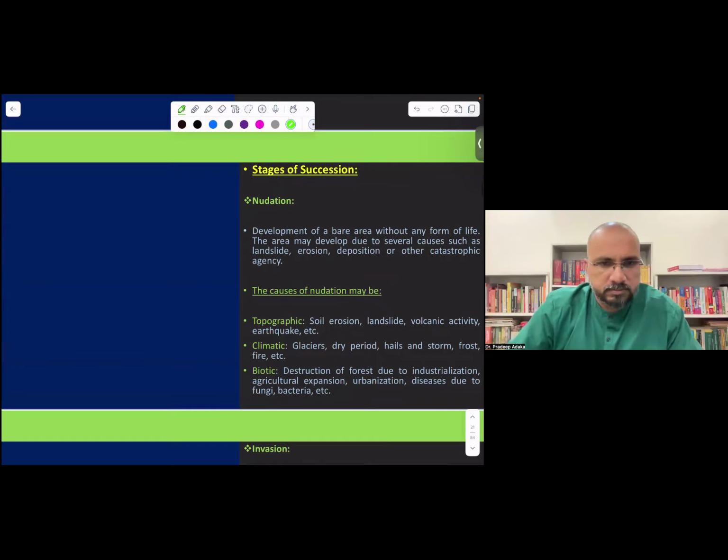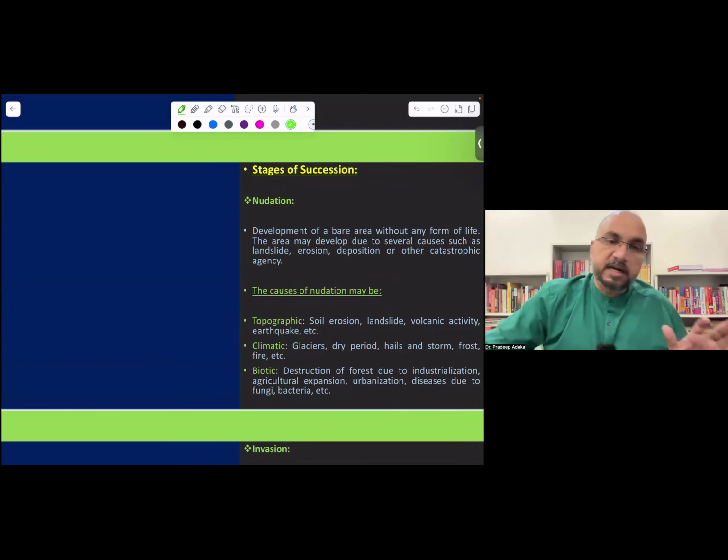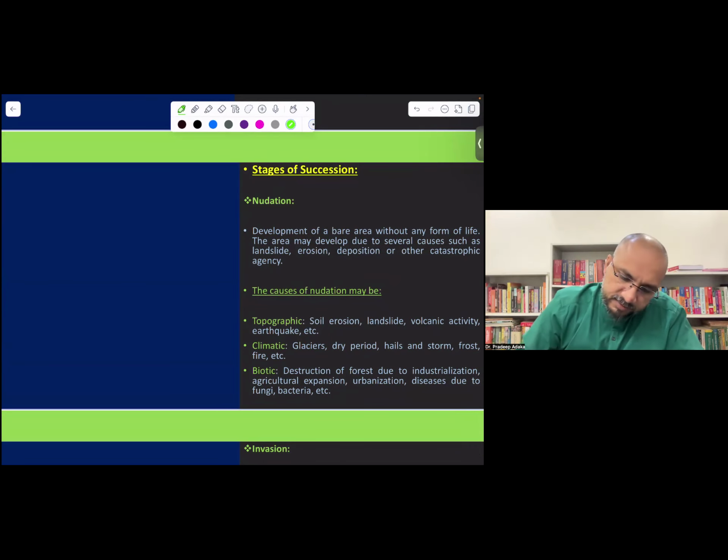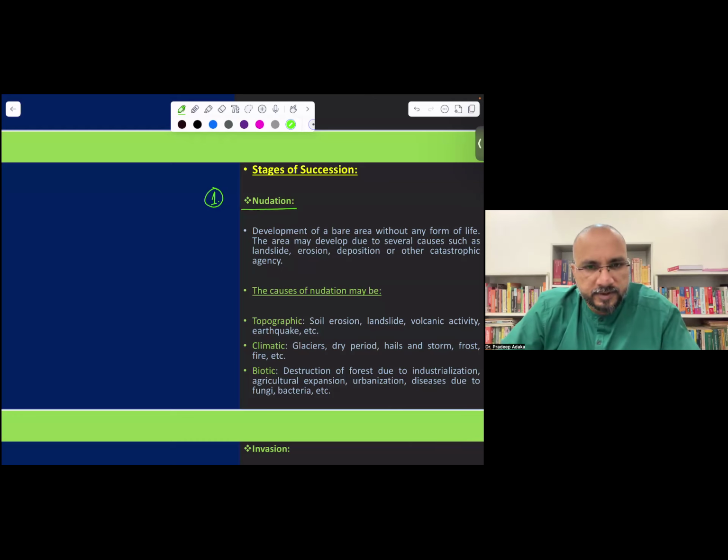Now at least let us cover the stages part. So what are the different stages in succession? Hydrarch and xerarch we'll see later. First, what are the different stages in succession, let us discuss that first. The very first stage is nudation. Okay, so this is basically a bare area with no life.